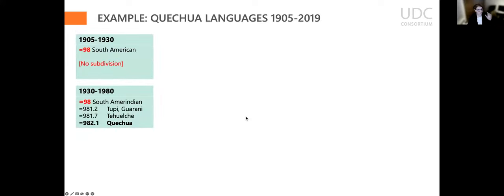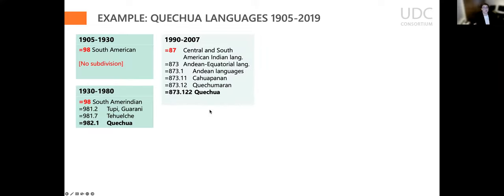And if you look at how this looks in one of these South American languages that survived two big restructurings, or three, we may say, we can see that in the beginning, the Quechua languages, which is a huge family, were not even mentioned. It is all grouped into South American languages. Then it appears suddenly in this German edition under South Amerindian languages, as just one language, and gets this number. Then in the big reclassification, it was assigned to the group of Andean and Equatorial languages, and here it got a six-digit number because this is how it falls into this hierarchy.